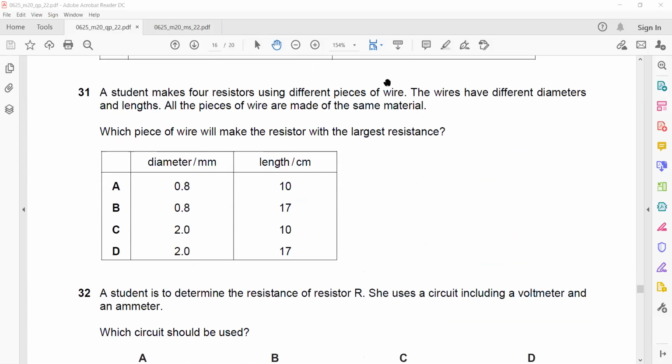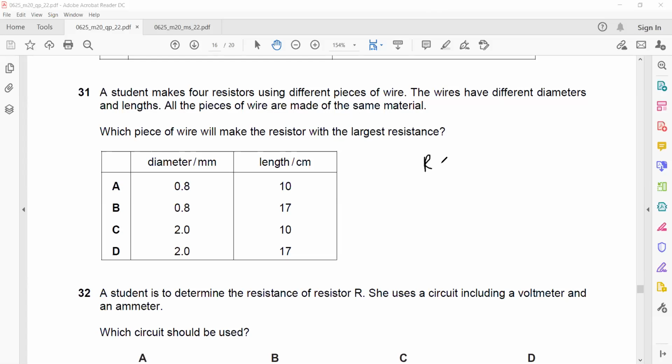The student makes 4 resistors using different pieces of wire. The wires have different diameters and lengths. All pieces of wire are made of the same material. Which piece will make the resistance largest?